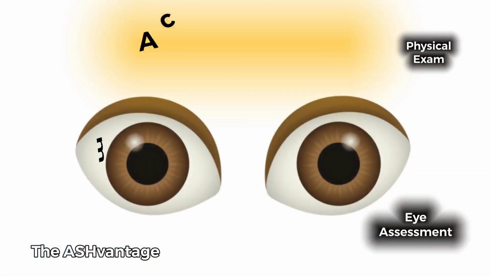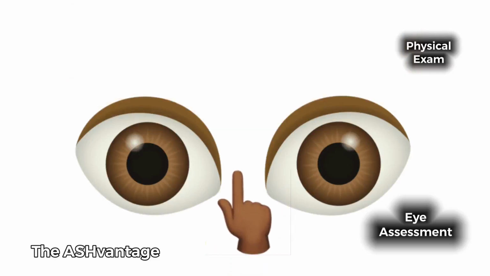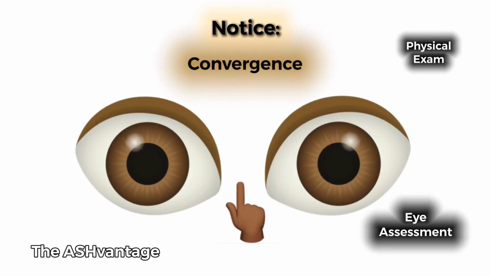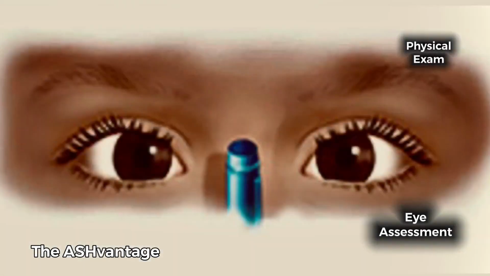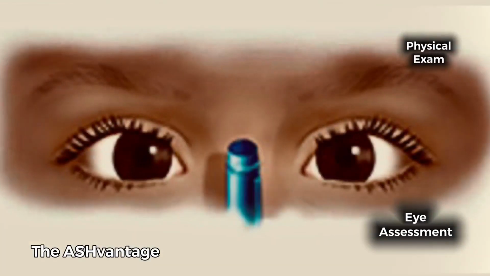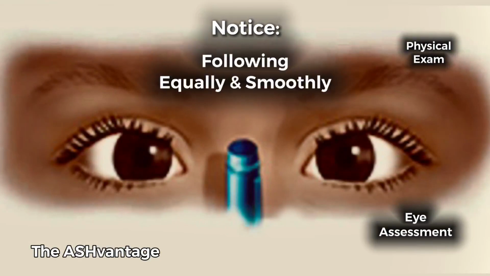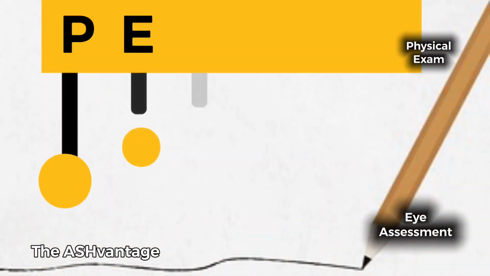As you check accommodation, you would bring an object out from the patient and say, follow this structure with your eyes only. As you bring the light or the structure into the nose, you want to make sure that the eyes converge, or they both go toward the item. And as they converge, you also want to make sure that they constrict the pupils. And as you bring that item back away from the nose, you'd want to note that the eyes both follow equally and smoothly, and then also that the pupils dilate or get bigger as you move the item back.